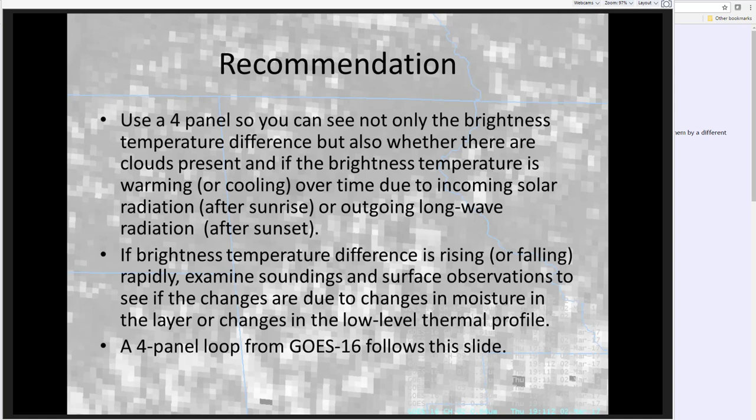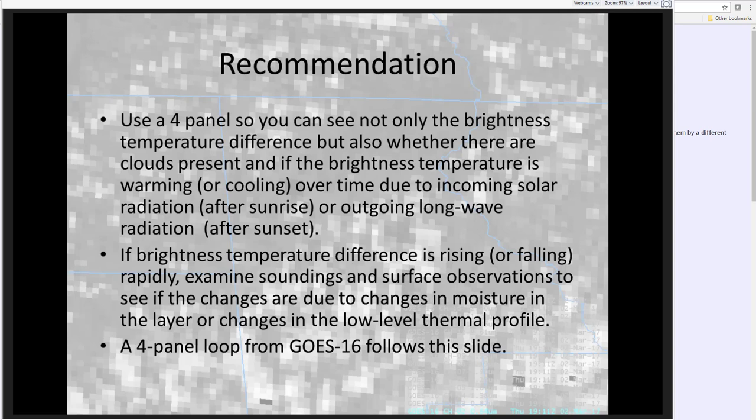And be aware that, while I showed you a sunrise example, the same thing would happen in reverse at sunset with clear skies and high pressure. As the temperatures cool at the surface, you will see the brightness temperature difference decrease until they're near zero when a very strong nocturnal inversion develops. So if you see these rapid changes in brightness temperature, it's really critical to look at your soundings, look at your observations, and make sure you understand why those changes are occurring so you don't misdiagnose what's going to happen.